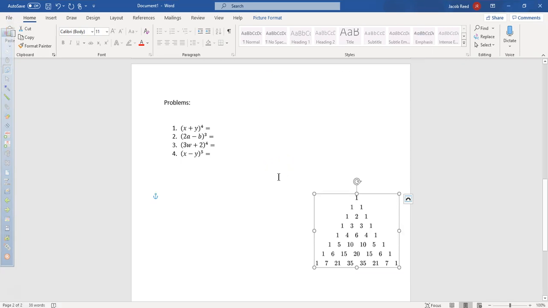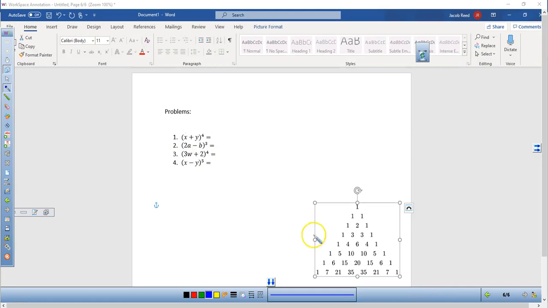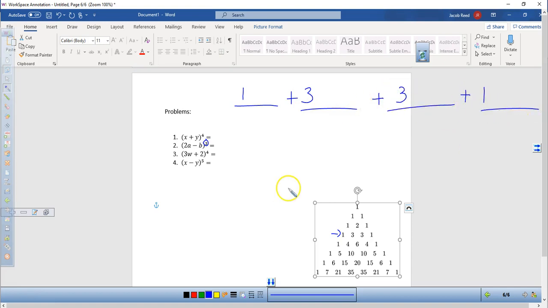All right, looking at number 2. Number 2 is a little different. I'm looking at the row with the number 3s. So I already know I'm going to have a 1, a 3, a 3, and a 1. All right, fill in, just like we did x's and y's, we're going to fill these in. You do have to keep the signs, at least for the way that I'm doing this technique. So 2a and negative b.